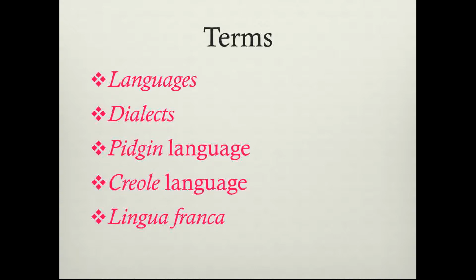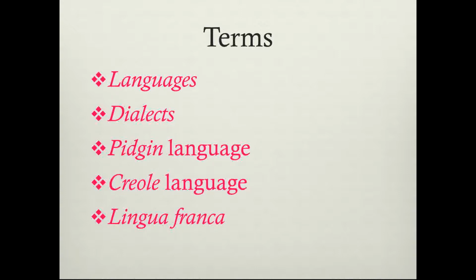A pidgin language happens through diffusion. You're going to have 2 groups from different languages come together, and in order to communicate, they are going to create a pidgin language that will allow them to have at least basic communication for commerce, for day-to-day activities. And this is going to be a language that has a fairly small vocabulary in comparison to the languages that it came from. Spanglish would be an example of a pidgin language, and Swahili started as a pidgin language, but then later became a Creole language.